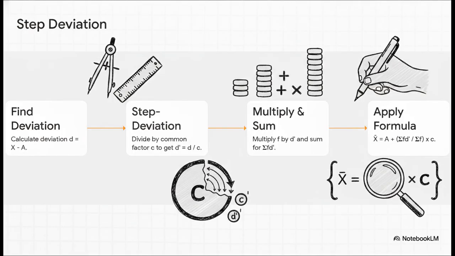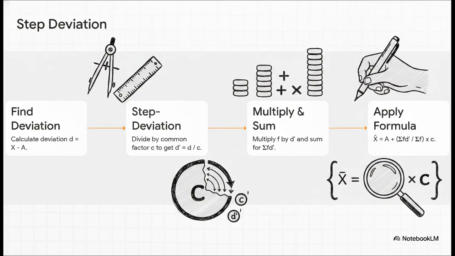Now, there's an even sharper tool here, the step deviation method. If your deviations happen to share a common factor, let's say they're all multiples of 10, you can divide them by that common factor, c. This shrinks your numbers down to step deviations, or d prime.